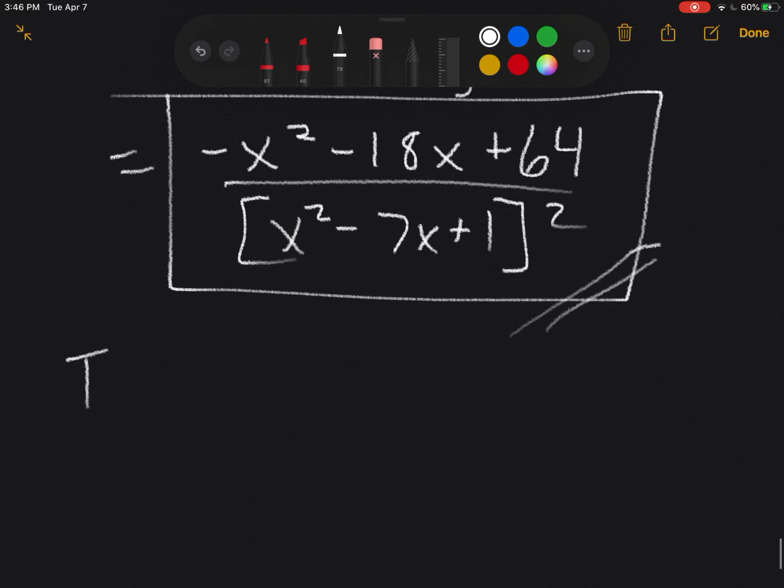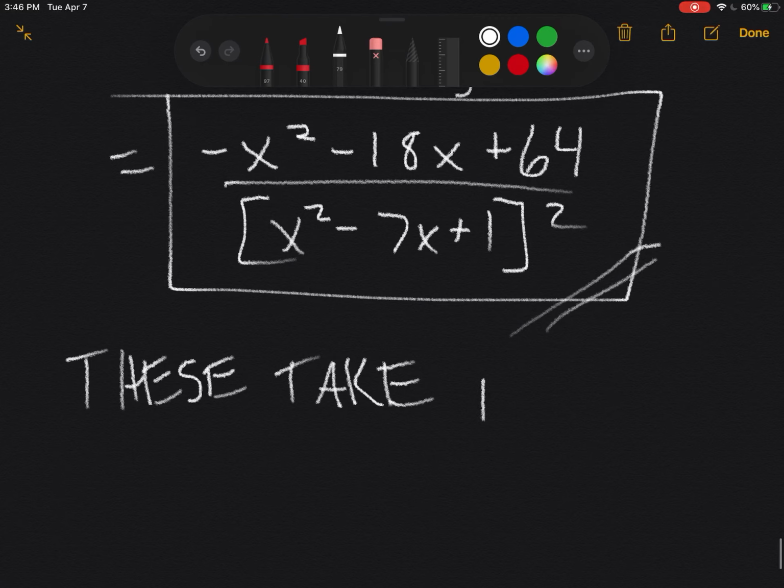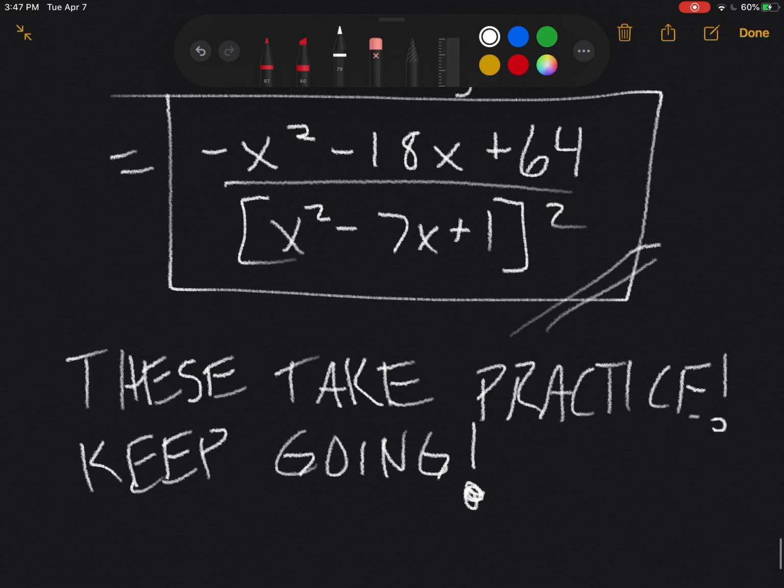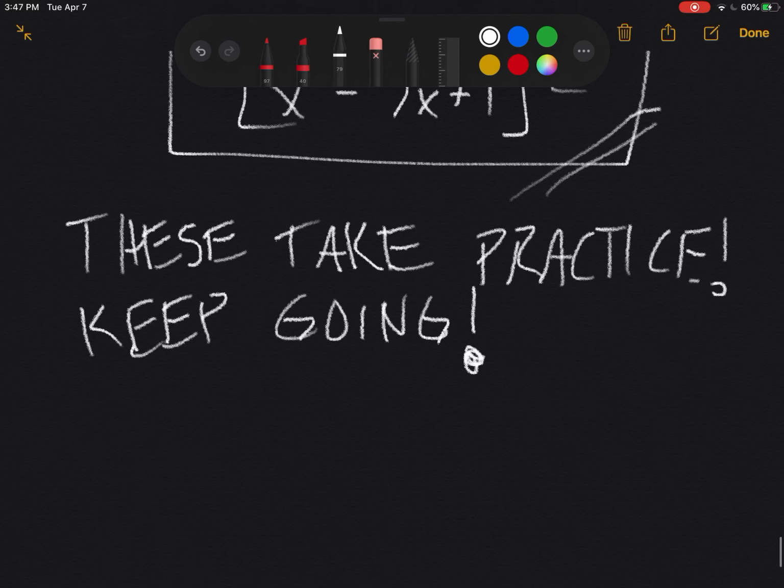Whew! I hope that watching that video helped you understand a little bit about how to apply these differentiation rules. These take practice. I'm writing it on the board, it's so important. These take practice. Keep going.